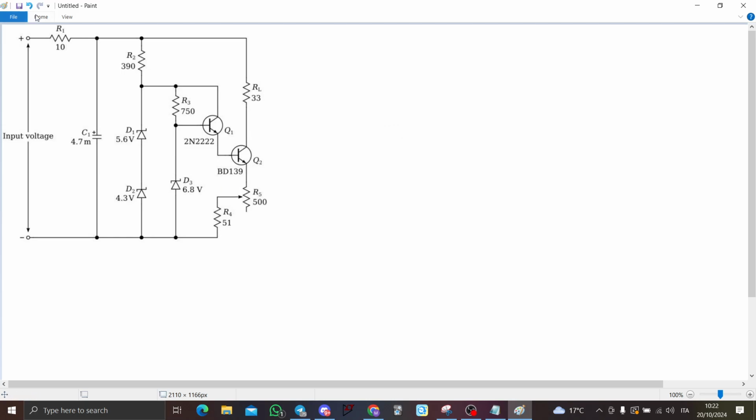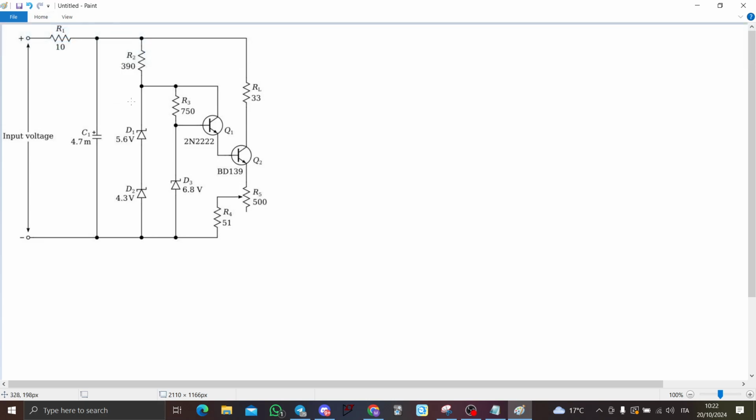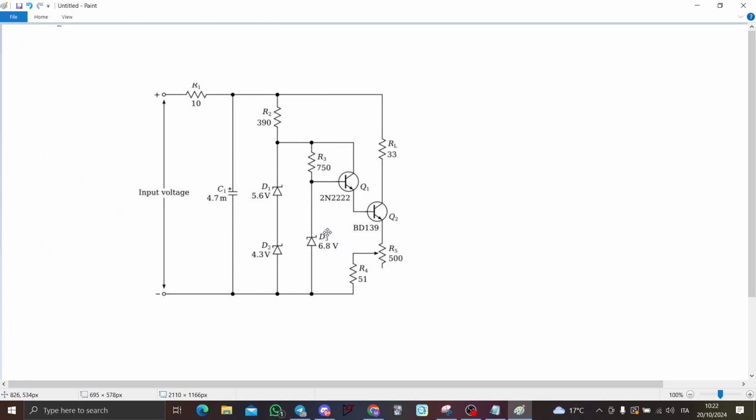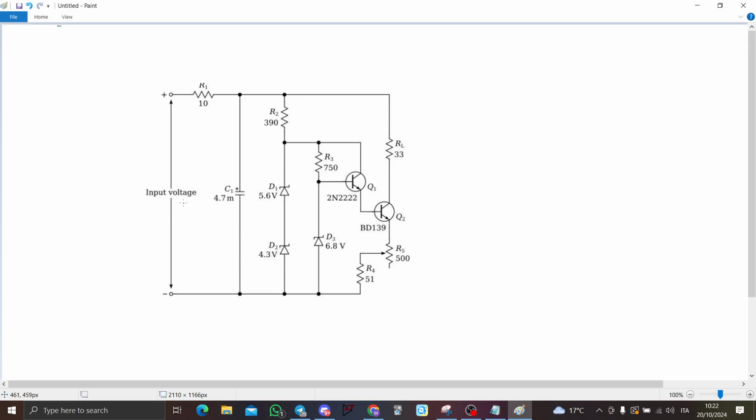So I wanted to show you how you can reason what is the reason behind these circuits, and what is the process that you can use to analyze this kind of circuit here. In my opinion, the first thing that we have to look is what we have at the input voltage. So first we have R1 and C1.